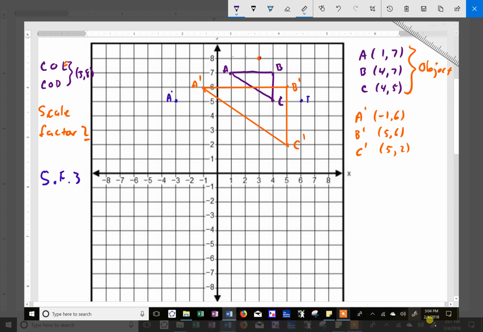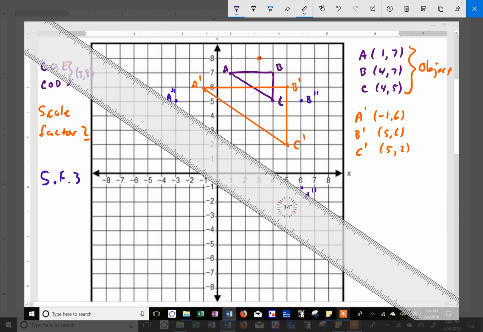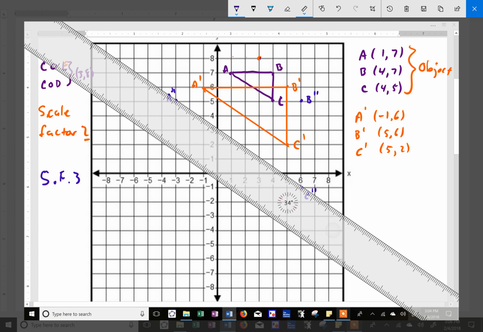This would be B double prime. And then to get to C double prime, I have to go over 1, I'm sorry, over 1, and down 3, which would be over 3, and down 9. 1, 2, 3, 4, 5, 6, 7, 8, 9. And this would be C double prime. And I'm going to pull out my ruler again.